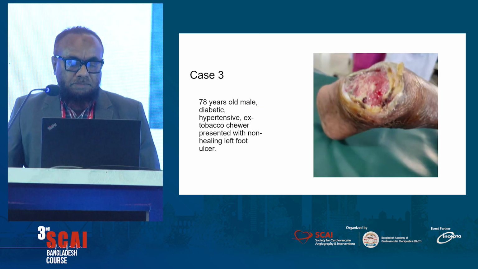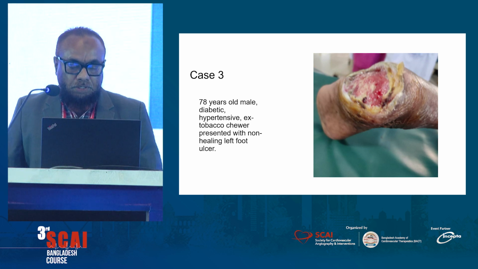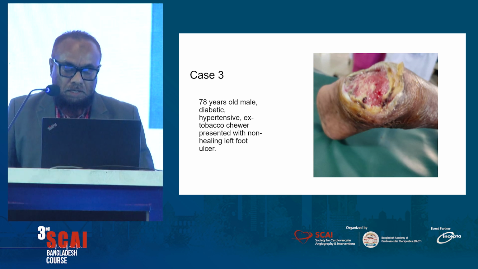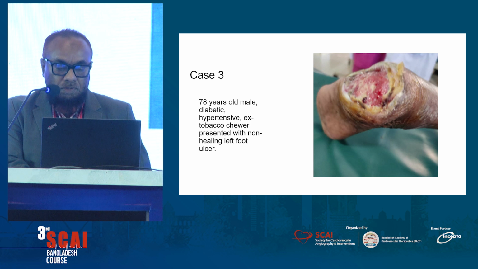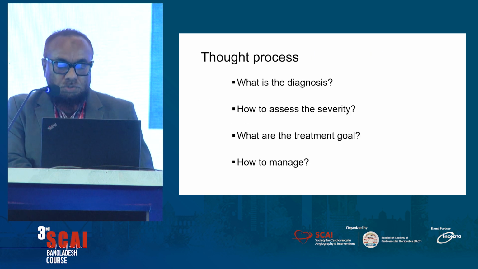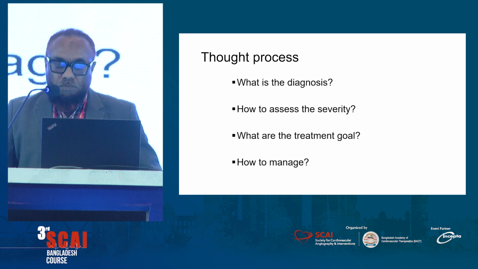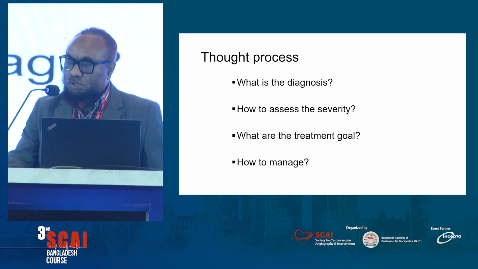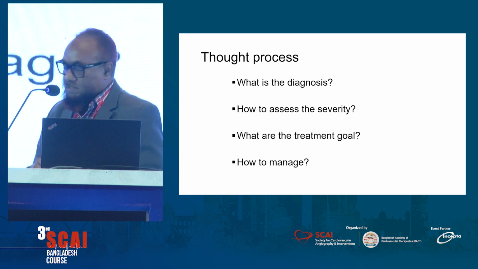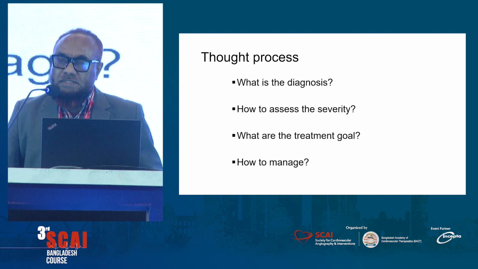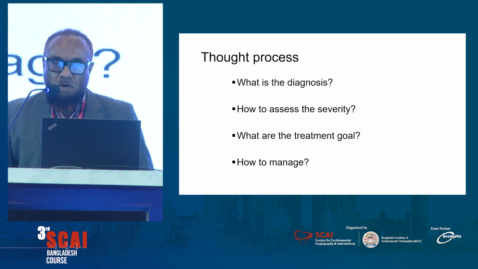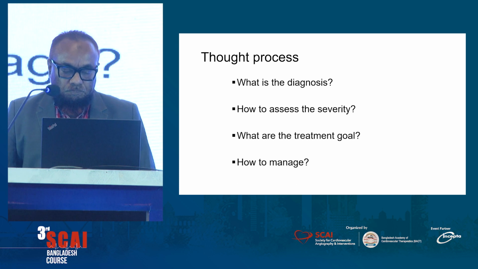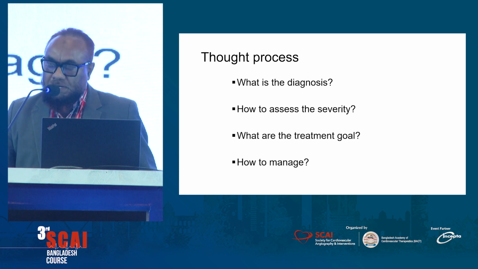And another case, a 78-year-old male, diabetic, hypertensive, ex-tobacco chewer, presented with a non-healing left foot ulcer. So with these scenarios, we have to think: what is the diagnosis of all these cases? How to assess the severity of the lesions or the condition? What are the treatment goals? How to manage and optimize our treatment strategy?